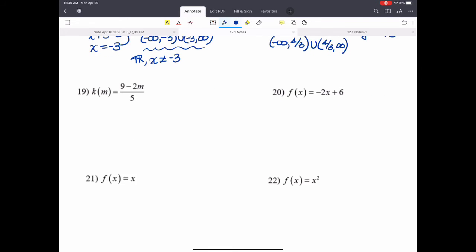This one right here, if we look at this rational function, there is no variable in the denominator. So that just tells us that this could be anything. The domain of this one could be negative infinity to positive infinity.